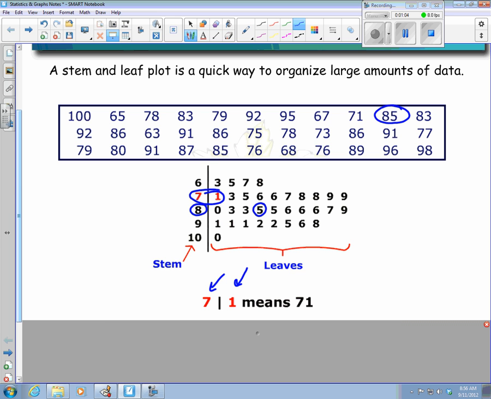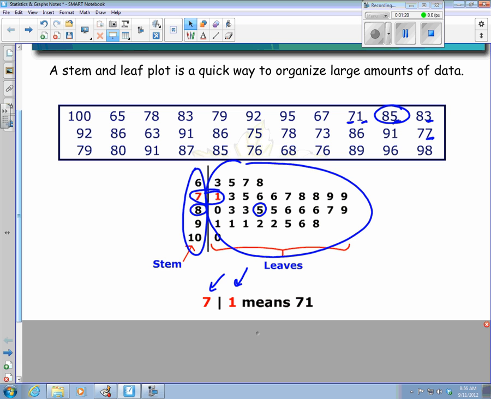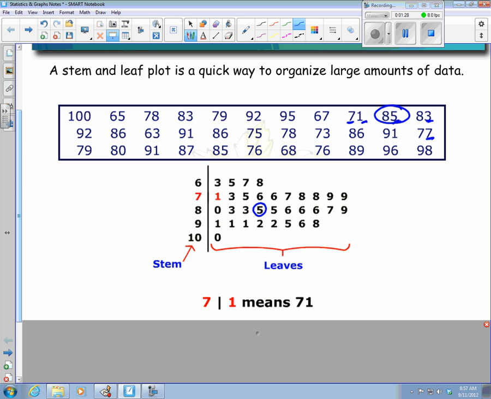So basically take the number in front, the largest digit, that goes in the stem area, and all the places in the ones go in the leaves. So an easy way to figure out how many pieces of data we have right here is just to count up all the leaves. 1, 2, 3, 4, 5, 6, 7, 8, 9, 10, 11, 12, 13, 14, 15, 16, 17, 18. There's 33 leaves here, so there's 33 numbers up here.